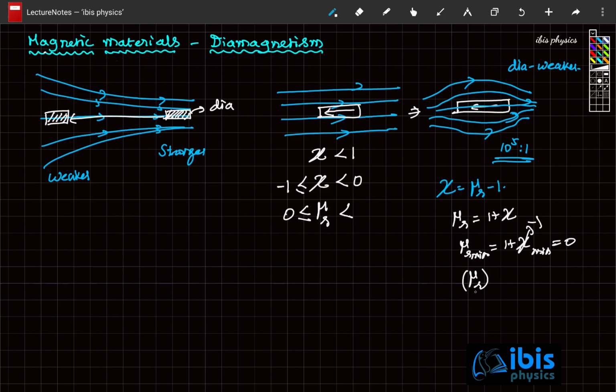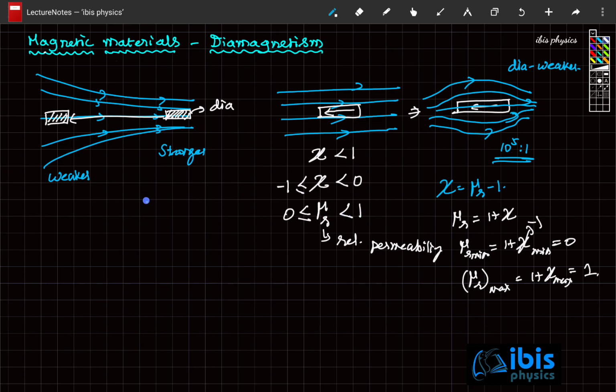What is mu r for the maximum value of chi? Mu r is equal to 1 plus the maximum value of chi. The maximum value of chi is 0. So 1 plus 0 is 1. So the range of relative permeability of a diamagnet is from 0 to 1, for magnetic susceptibility from -1 to 0.